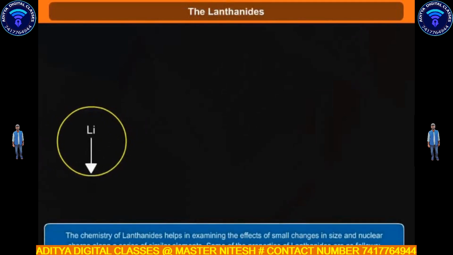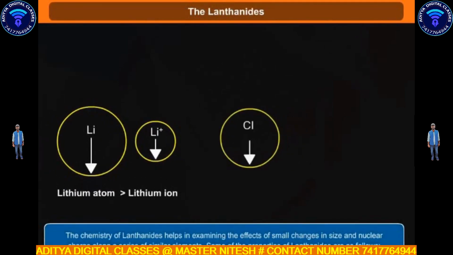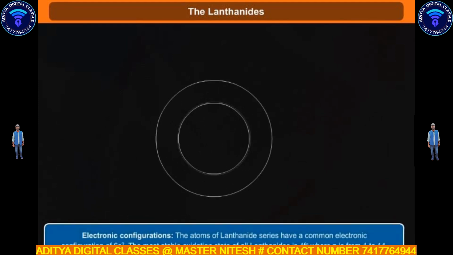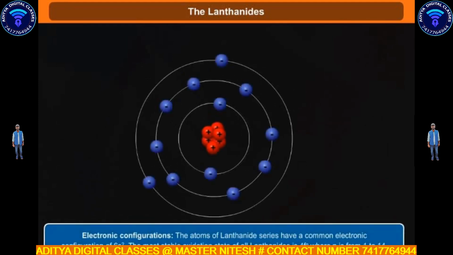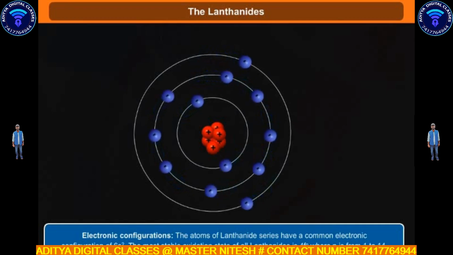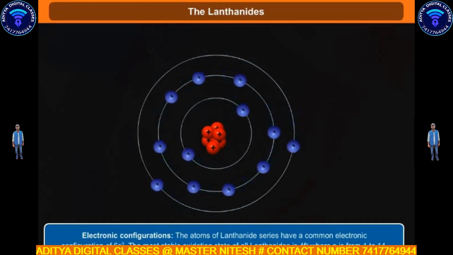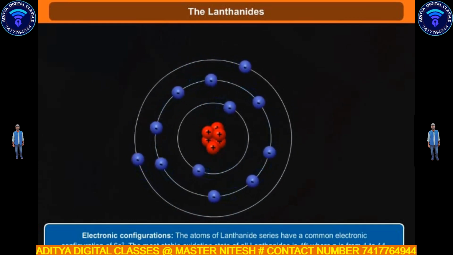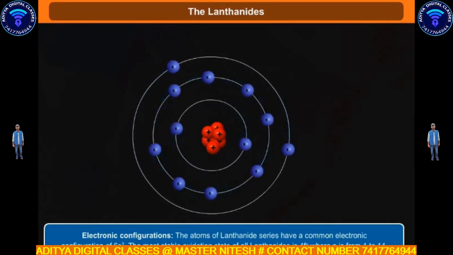The chemistry of lanthanides helps in examining the effects of small changes in size and nuclear charge along a series of similar elements. Some of the properties of lanthanides are as follows. Electronic configurations. The atoms of lanthanide series have a common electronic configuration of 6s2. The most stable configuration is 4f^n, where n is from 1 to 14.